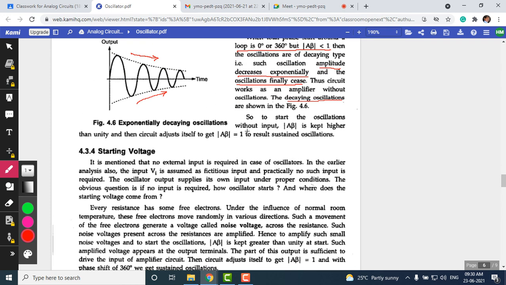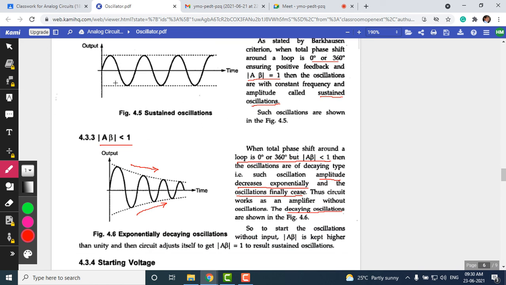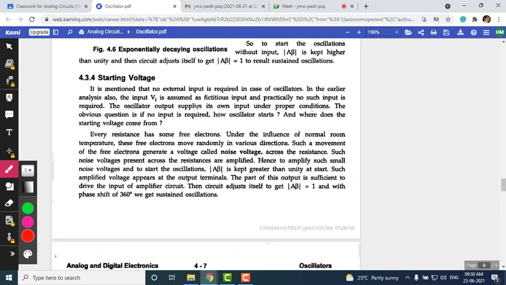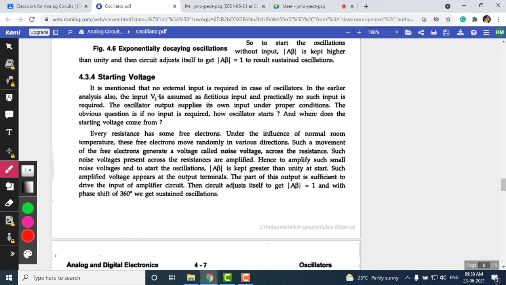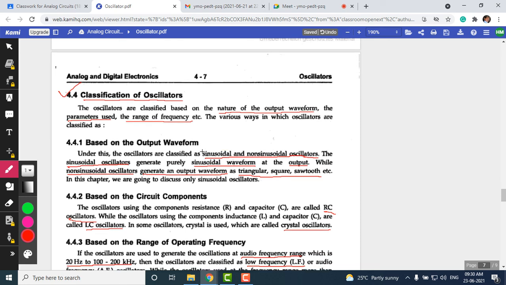As we said earlier, there is no input signal. In the beginning A beta is larger than 1, and the circuit adjusts itself to A beta equal to 1 with the help of feedback, and it produces sustained oscillations. But to begin with, some starting DC voltage is required, and that produces the oscillations in the oscillator circuit. The question is whether we need any fictitious input voltage or not. Practically, no such input is required for the oscillator. In the beginning, as I told you, A beta must be greater than 1, and later on it adjusts to 1.